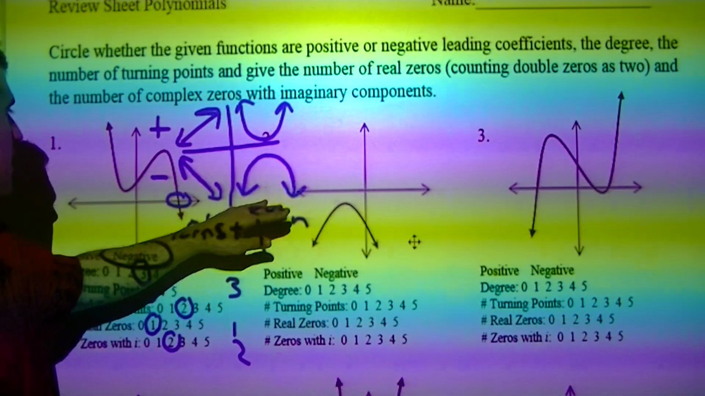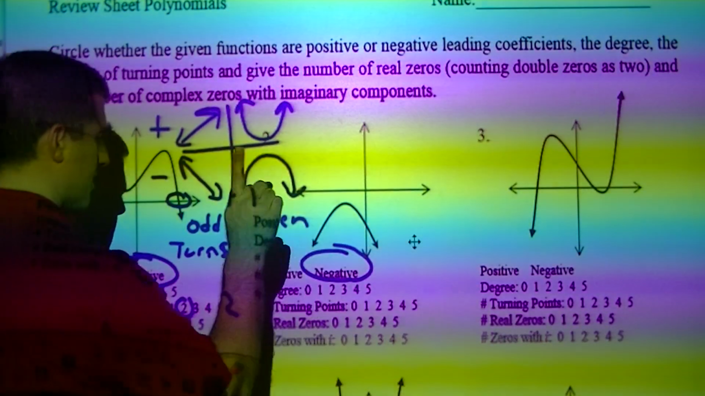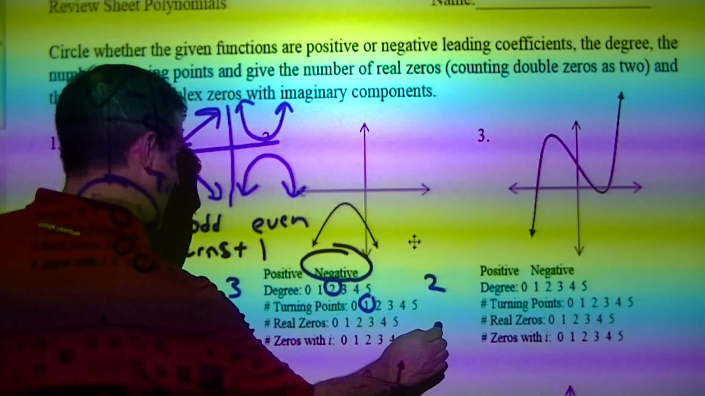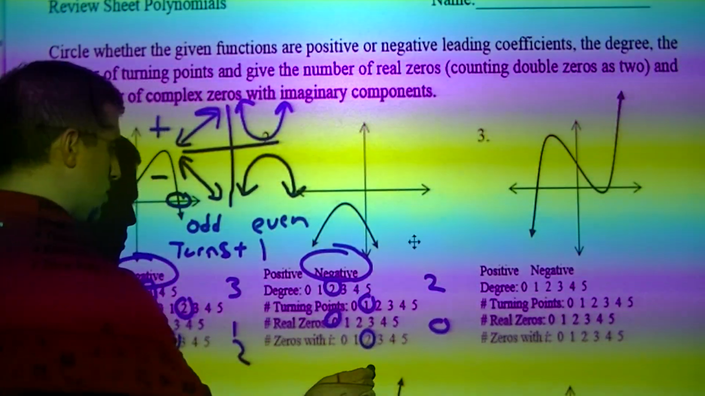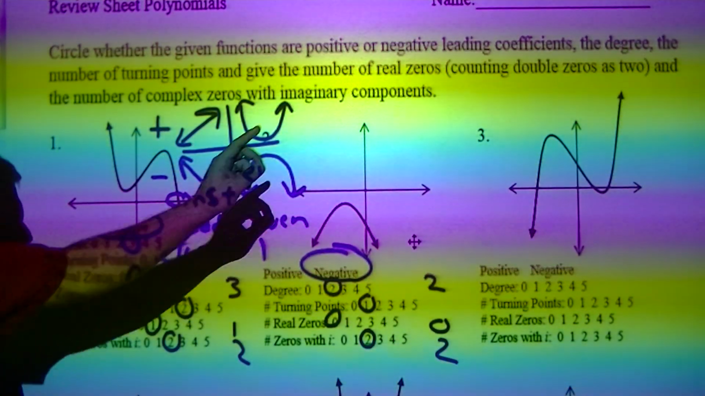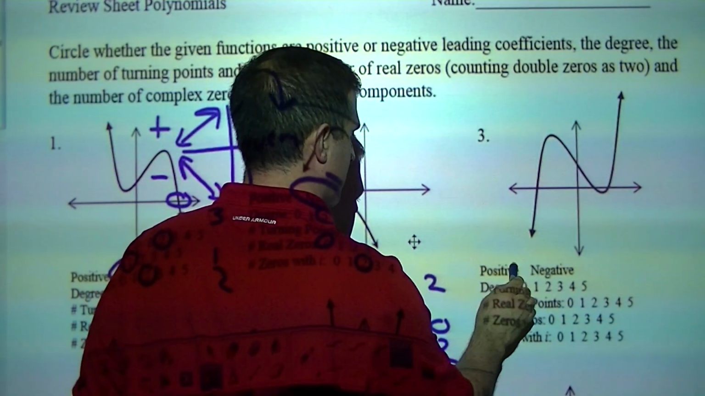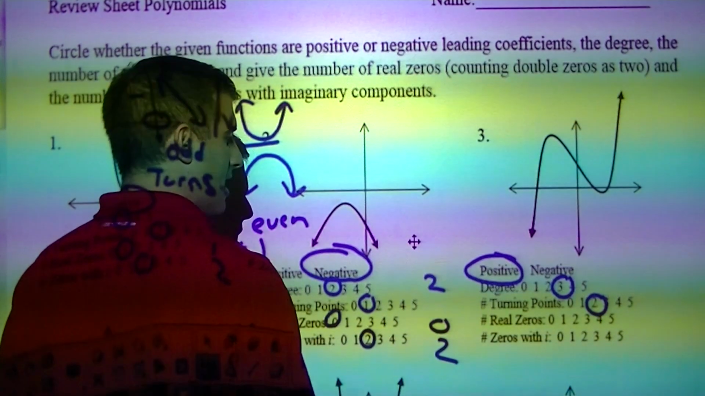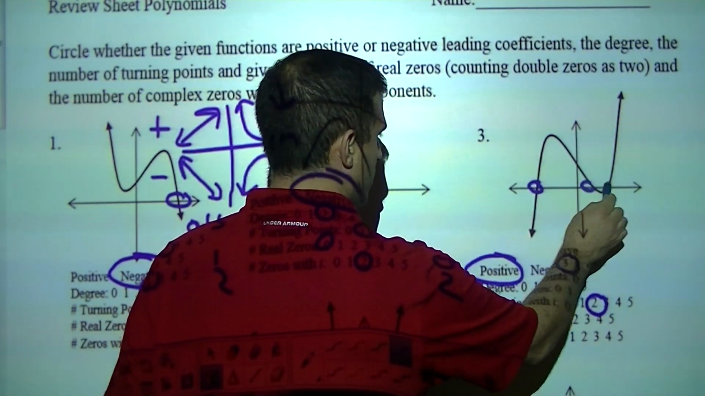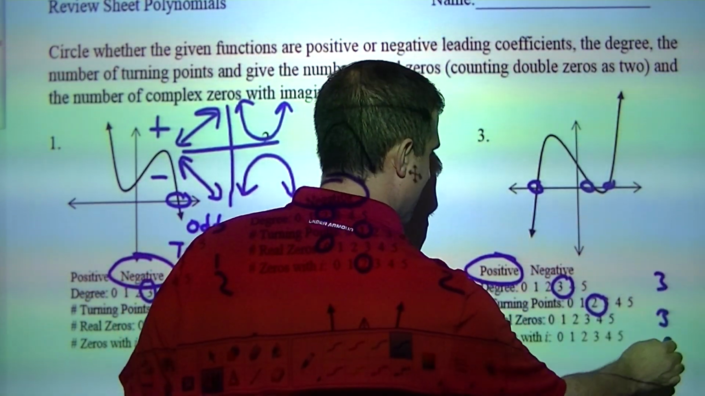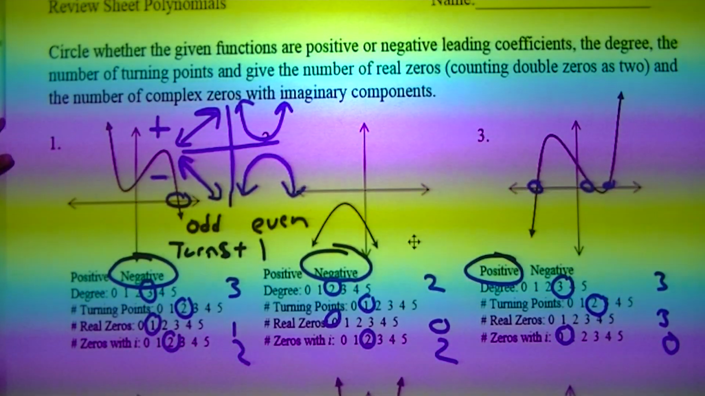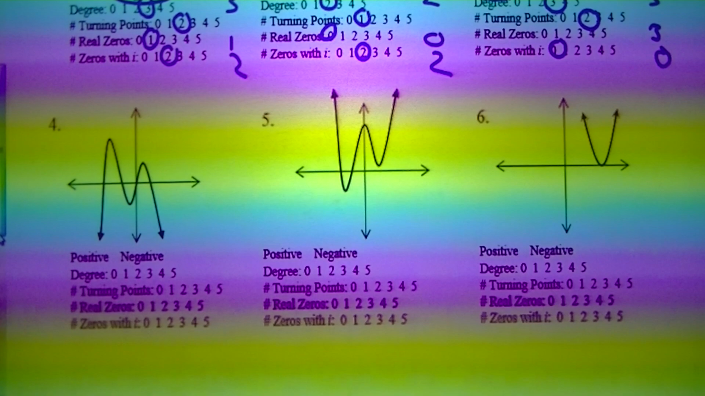Once again, this is negative. It's got 1 turn, so degree 2. It doesn't have any real zeros. That means the remaining 2 have to be imaginary. This one has this direction, so that's going to be positive. It has 2 turns. That means it's a degree 3. Okay, I got 1, 2, 3 real zeros. That means I have 0 imaginary. Okay, 0 imaginary. All right, scrolling up.